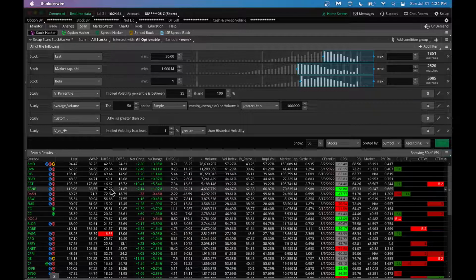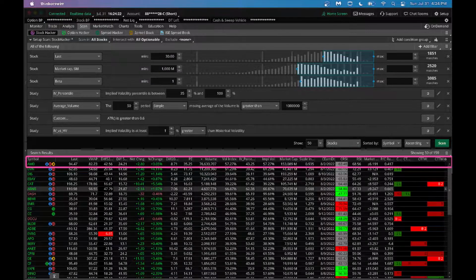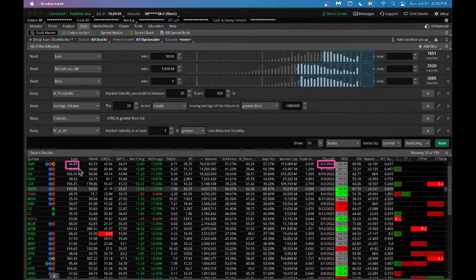And top of the list we got AMD here. I also sorted by volume. Look, AMD top of the list here, and look, earnings is coming up 8/2. That's just Tuesday, which is the day after tomorrow. As you scan through here, we got price is at $94 right now.